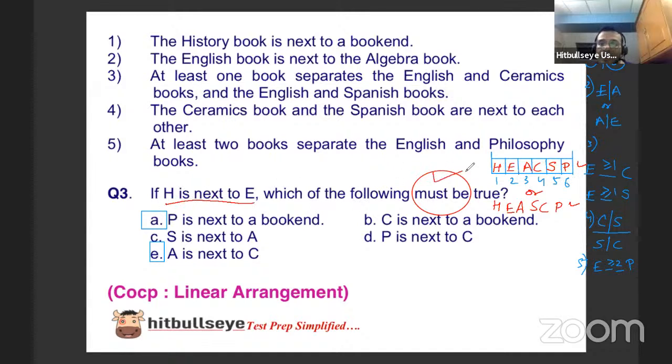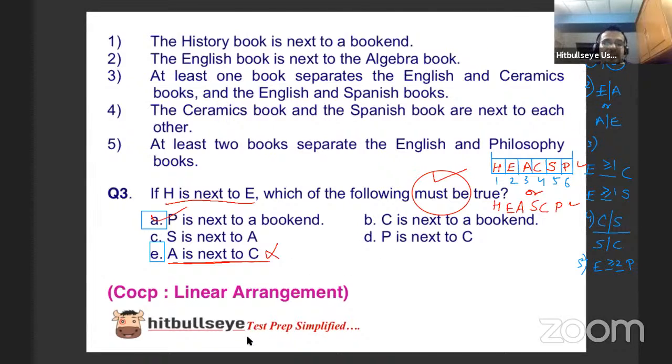So which of the following must be true in both the scenarios? P is next to the bookend. Yes, P is coming at the 6th location in both, so this is correct. Let's see the next one. A is next to C. In the first scenario it is true, but in the second scenario it is not true. Please check, A is not next to C over here. Can you see that? Which means it is not true for all the possible combinations.